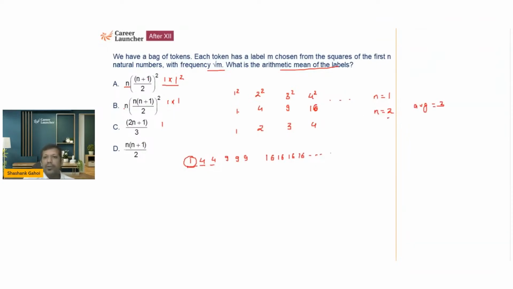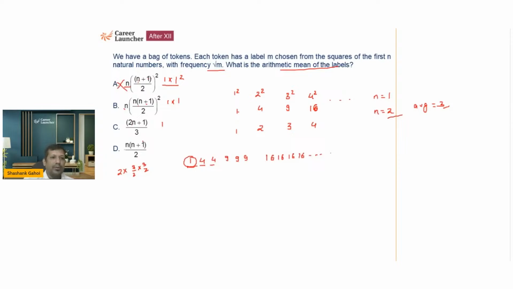So at n equal to 2, the value should be 3. So I'm going to put n equal to 2 in the first option. 2 into 3 upon 2 whole square. So that is 3 by 2 into 3 by 2. I'm not even getting an integer. So the first option is rejected.